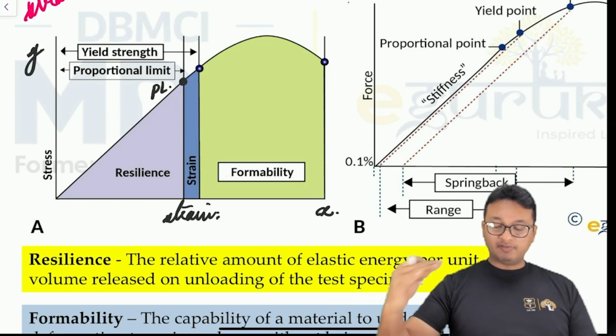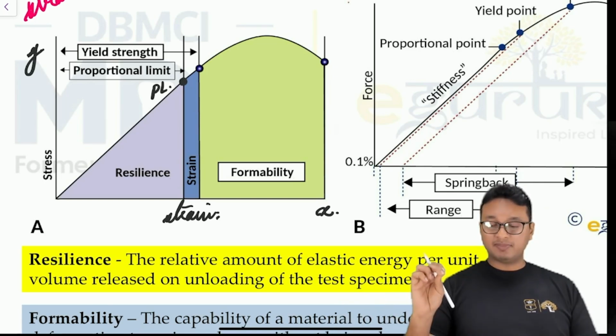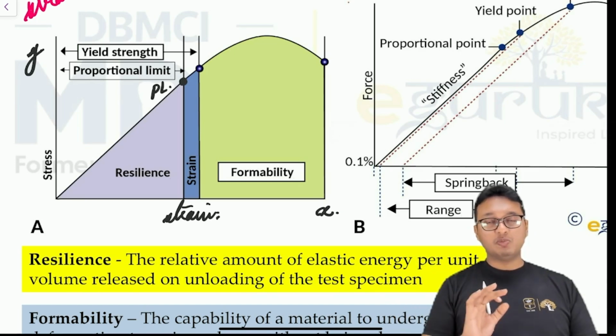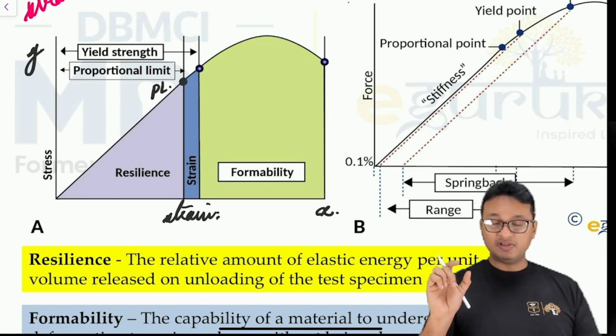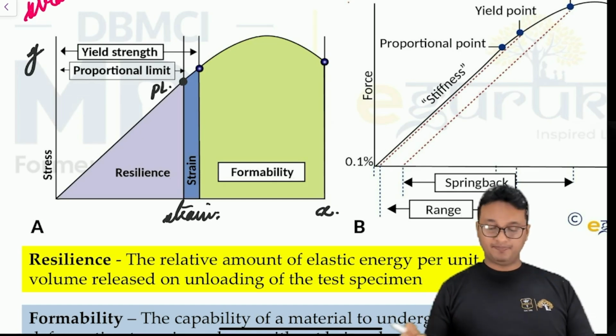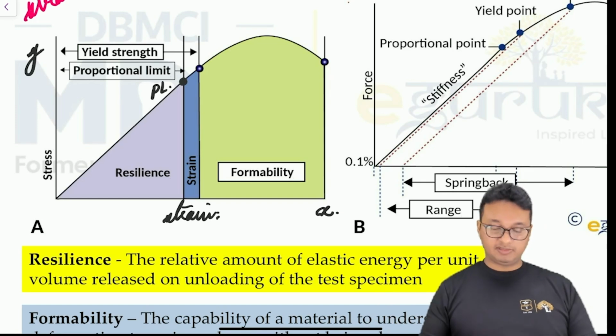Beyond that, whatever strain the wire encounters, the wire is not going to come back to its original point, no matter what happens. There will be some amount of permanent deformation observed in the wire. That point is called the yield strength.